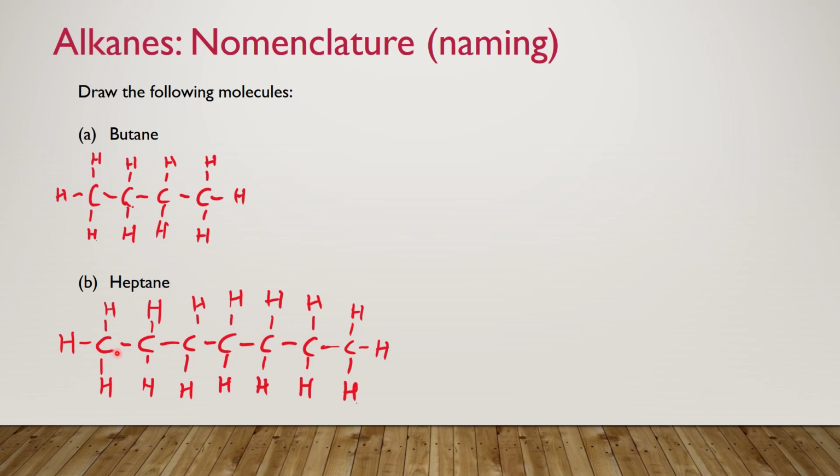With heptane, we have 7 carbons in a linear line, each with a single bond, and following the same steps, we just make sure each carbon has 4 bonds. So we just satisfy it by filling in with hydrogen.